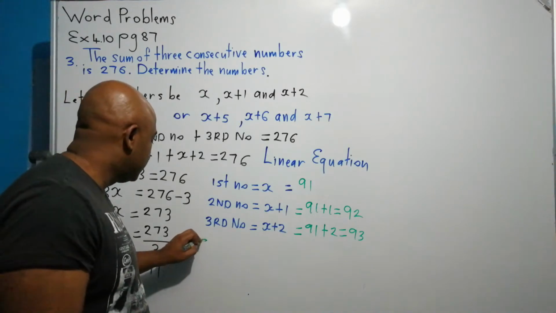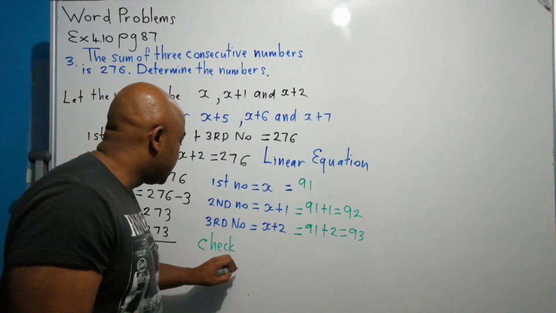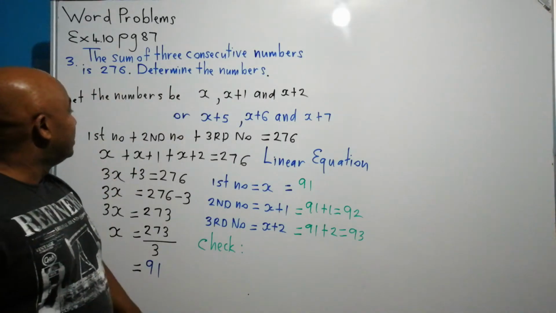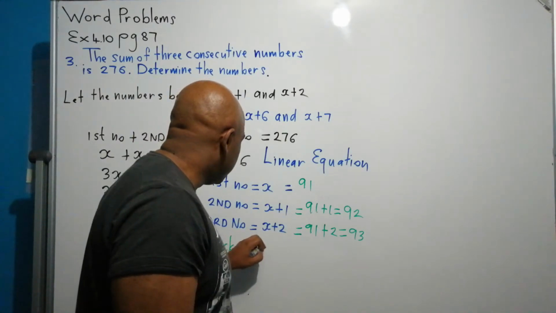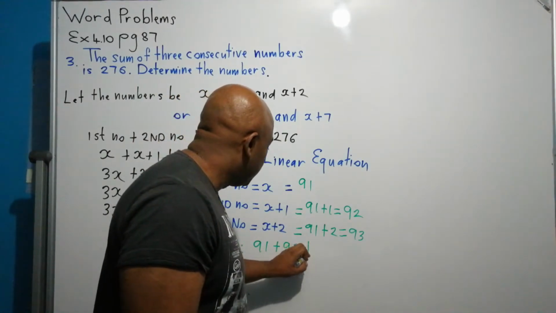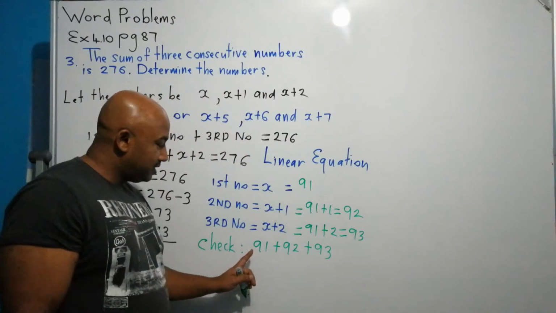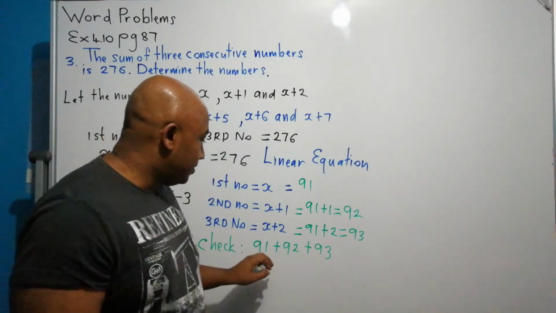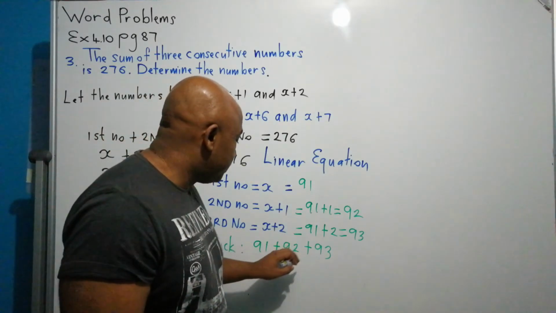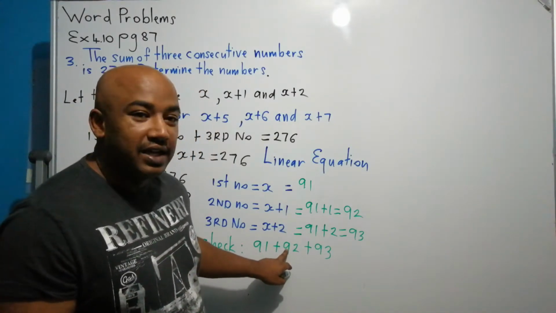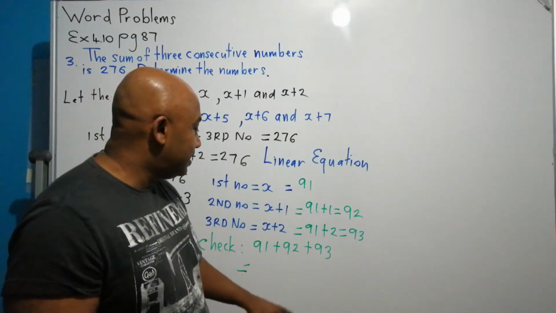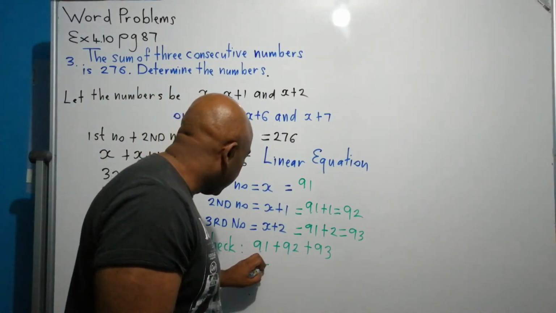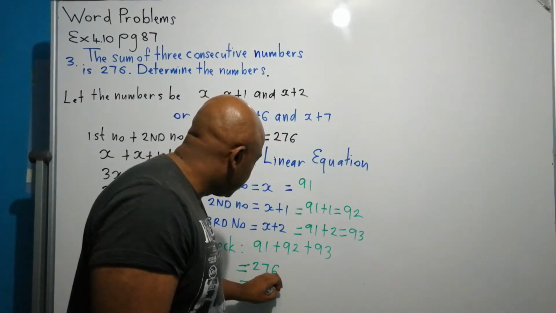Alright, so remember, always check your solution. So let's go back. The sum of three consecutive numbers is 276. So we got 91 plus 92 plus 93. You can see these are consecutive numbers. The difference between them is just a positive 1. If you add them up, 90 plus 90 plus 90, that's 270. 3 plus 2 is 5, plus 1 is 6, so that will equal 276.